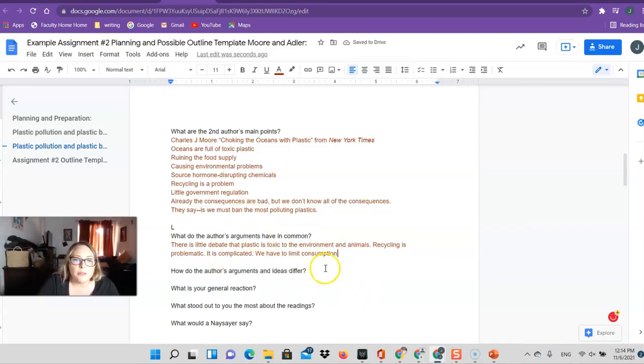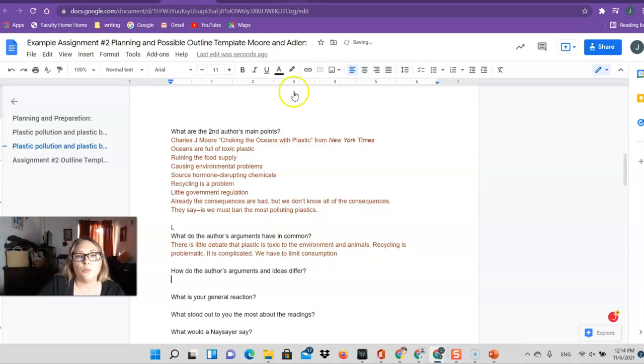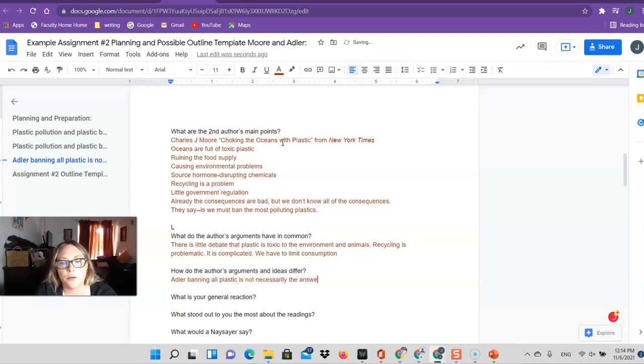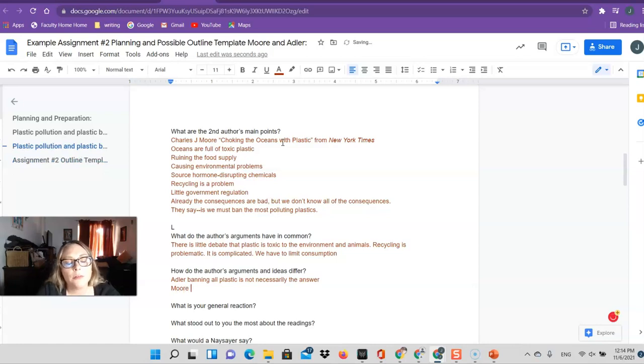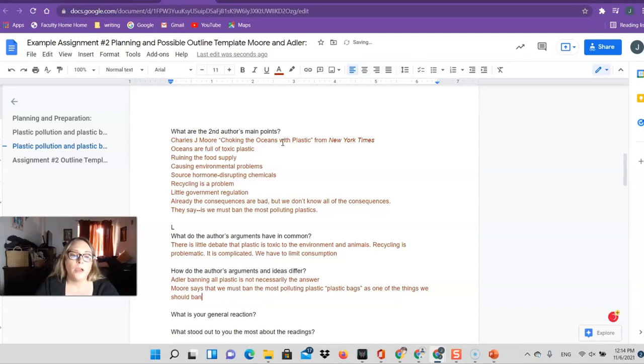How do these two arguments differ? So let's go ahead and we'll just put Adler. What does he say as opposed to Moore? Adler talks about how banning all plastic is not necessarily the answer, right? Whereas Moore says that we must ban the most polluting plastic. And he actually lists plastic bags as one of the things we should ban. So that is a major difference that you would want to talk about.